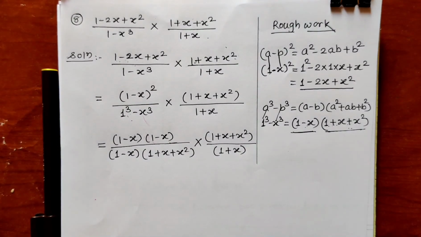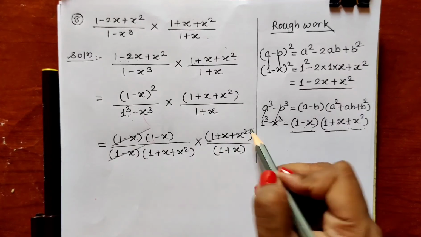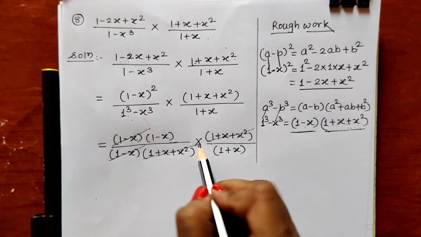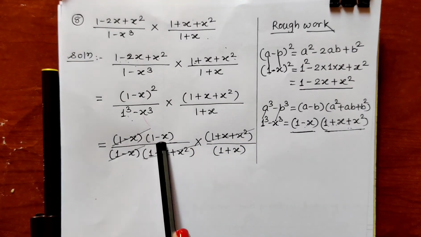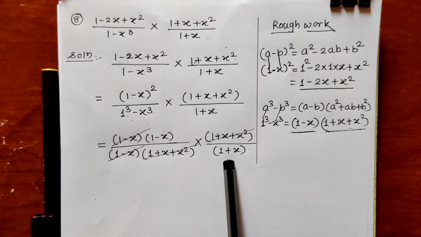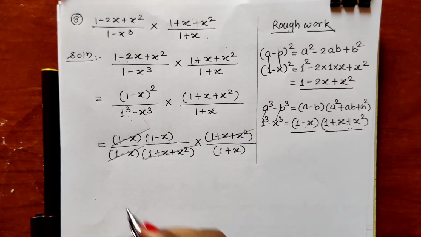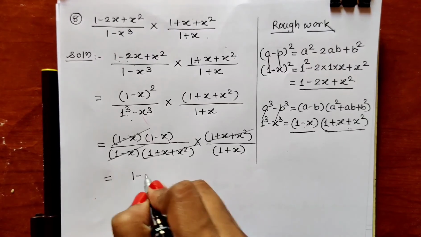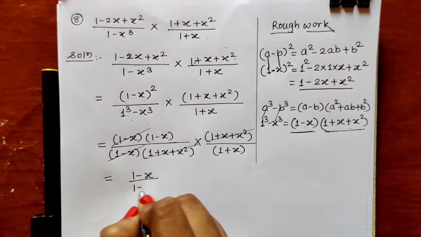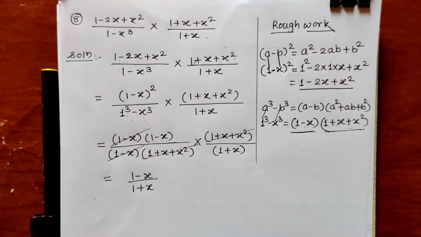Now let us cancel. 1 minus x cancels with 1 minus x, and the bracket 1 plus x square cancels with the bracket 1 plus x square. Now 1 minus x is remaining in the numerator, 1 plus x is remaining in the denominator: 1 minus x upon 1 plus x. Now we cannot do anything here. This is our answer.